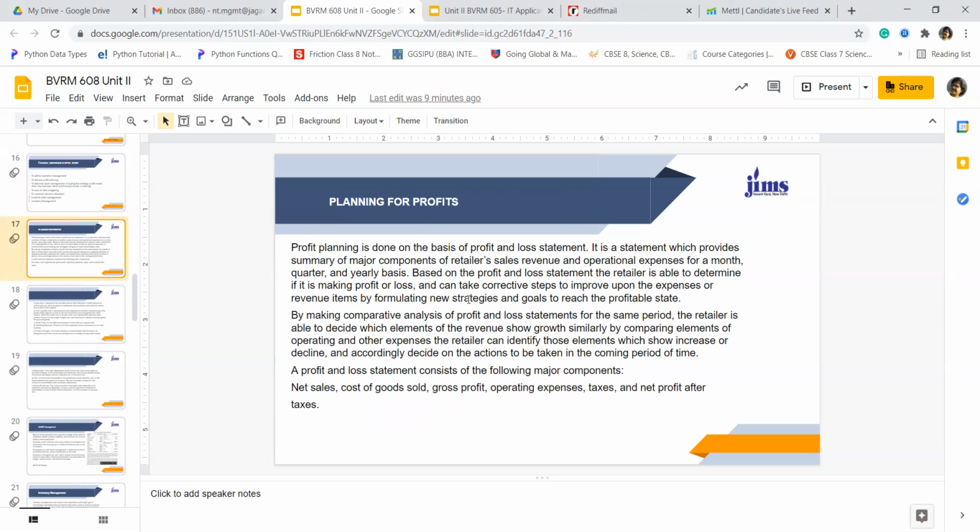Planning for profit. Profit planning is done on the basis of the profit and loss statement. It is a statement which provides a summary of major components of a retailer's sales revenue and operational expenses for a month, quarter, and yearly basis. Based on the profit and loss statement, the retailer is able to determine if it is making a profit or a loss. A profit and loss statement consists of the following major components: net sales, cost of goods sold, gross profit, operating expenses, taxes, and net profit after tax.